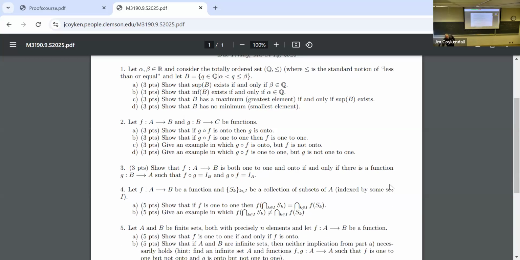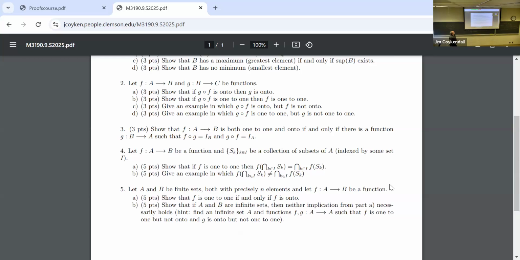Number 3, and I'll give you 10 on this one too. Show that f from A to B is both 1 to 1 and onto if and only if there is a function going in the other direction, from B to A, such that when you compose G then F, you get the identity on B, and if you do F then G, you get the identity on A. Right? One direction of this is very easy if you use the previous problem.